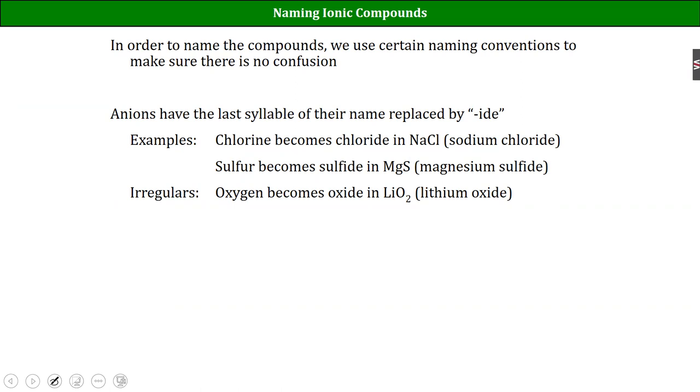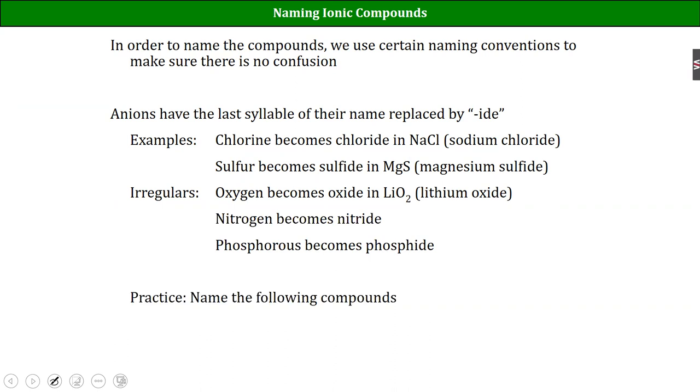phosphorus and sulfur are the other two commons. Nitrogen as well. Nitrogen, phosphorus, and sulfur. Sulfur is not an irregular. So nitrogen becomes nitride, phosphorus becomes phosphide. Sulfur is irregular when we get into the acids, that's why.